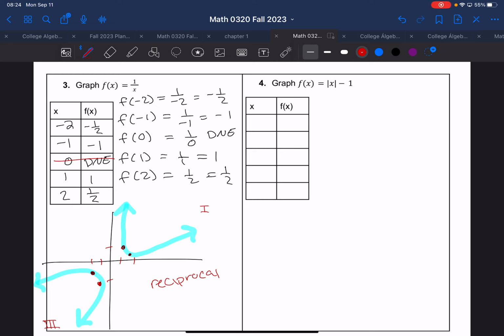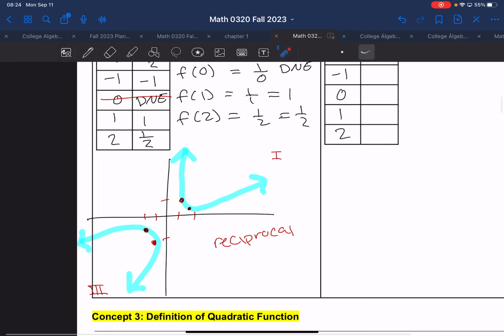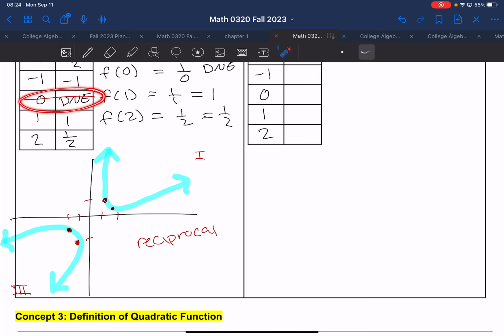Then last example for this concept, we have our absolute value function. What do you think that -1 is going to do to our function? Lower it down 1. Good, lower it down 1. So let's see if that is true. So we're going to pick our numbers. And then actually, let me bring you back to 3 because I forgot to show you this. So remember when we got that did not exist for 0? Notice how there's no points right here for 0.